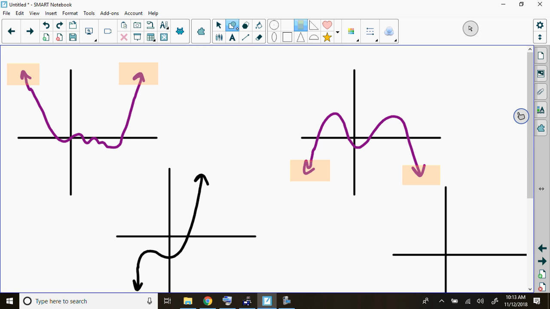What we care about is what's going on at the ends. So, four different situations. Now, here's where people get lost.